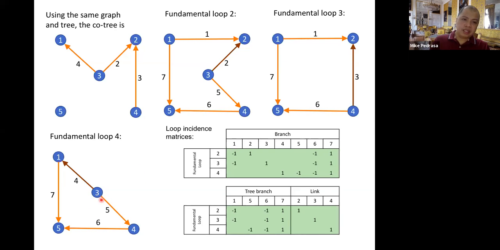Fundamental loop number 4, the direction of the fundamental loop is also counterclockwise along the direction of branch number 4. And we see here that there are 4 branches: branches 4, 7, 6, and 5. Kaya ang may elements lang dito, yung 4, 7, 6, and 5. Okay? 4 is along the direction of the loop together with branch 7. However, when we pass through branch 6, parang opposite direction, and branch 5 is also in the opposite direction. Hence, we get here -1.